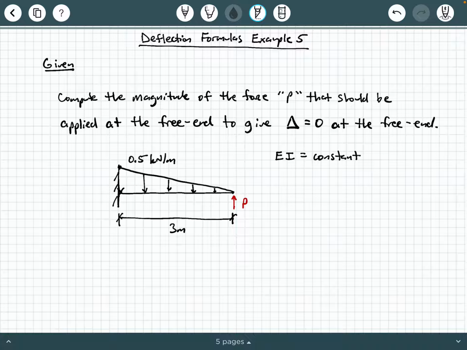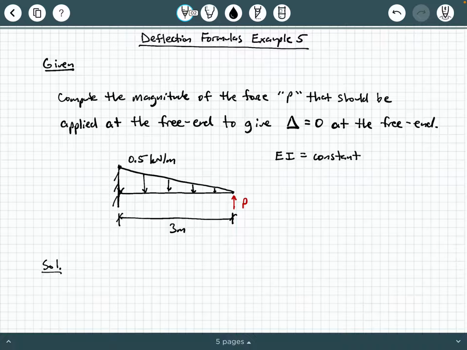So here we have this cantilever beam. This is a fixed connection on the left side. It's 3 meters long, and it has a triangular load applied, and in this case this is a linearly decreasing load. It's starting out at a high point of 0.5 kilonewtons per meter at the fixed connection, and it linearly varies down to 0 at the free end. And then we're proposing to put an applied load P at this free end, and that's what we're trying to find. We want to find what this P load is so that delta will be 0 at that free end.